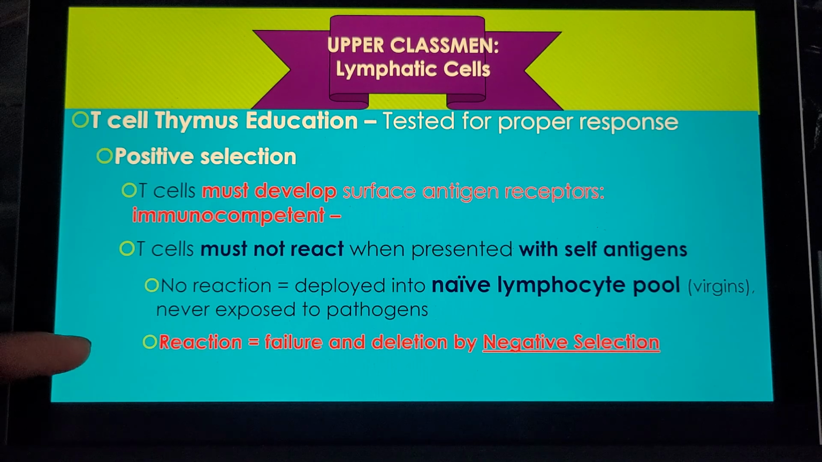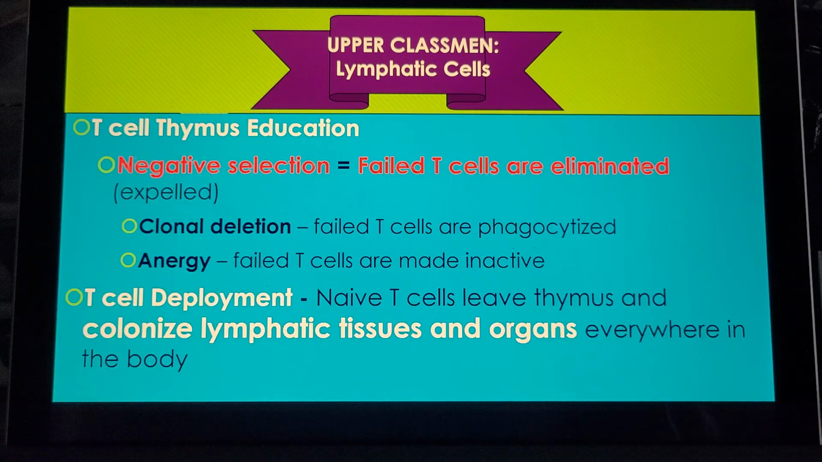But if they react to a self-antigen, so they have the ability to read a major histocompatibility complex, but they reacted when it was a self-antigen, so just a regular cell, then they go through negative selection. So this is when those T cells fail. So basically they get expelled out of school. So they either go through clonal deletion.